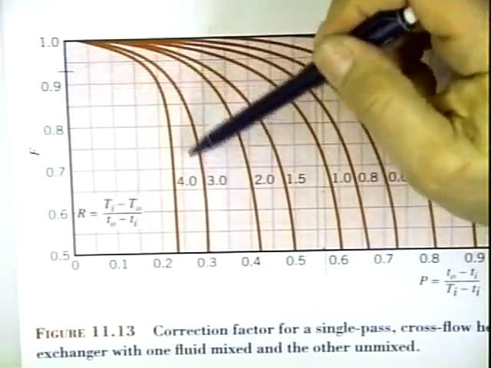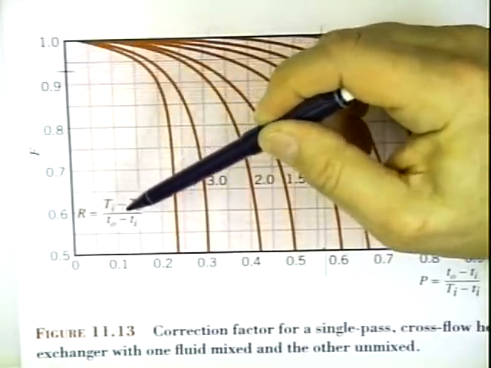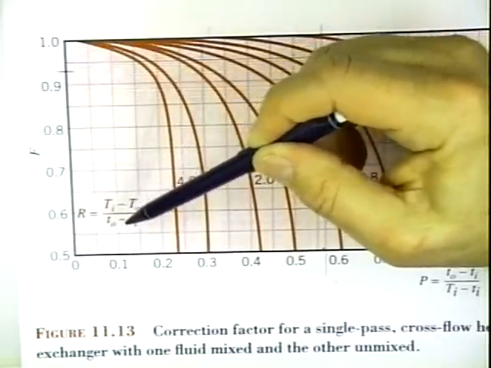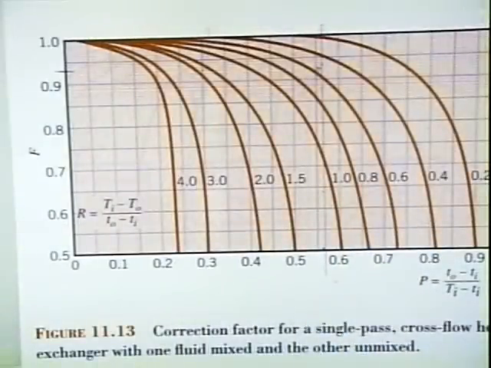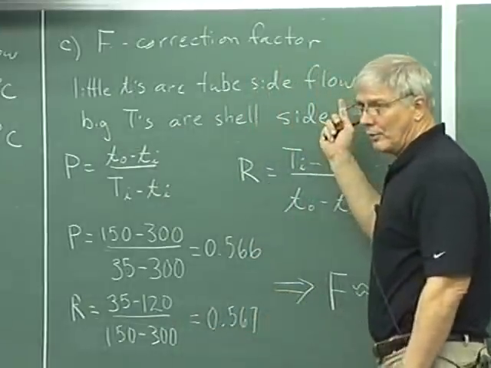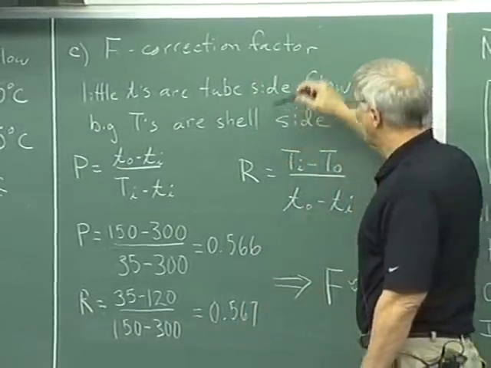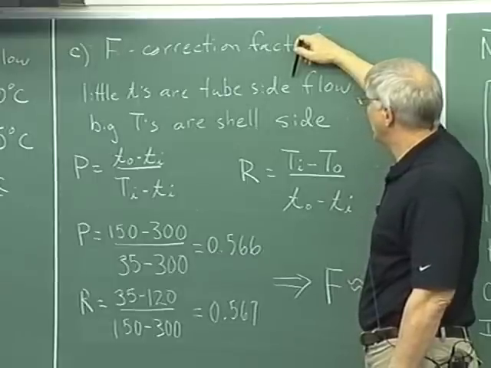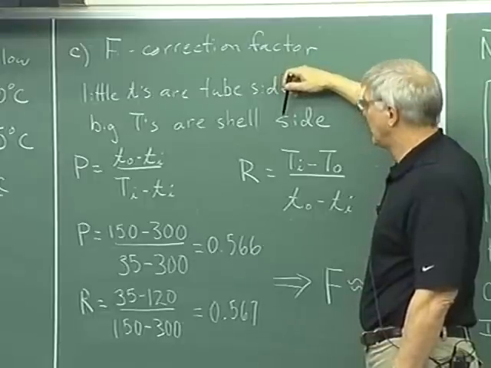And then over here, these pink or magenta lines, we have R, and that's given by big T in minus big T out over little t out minus little t in. So we need to calculate R and P so that we can use that graph. I've done that on the board over here. It says on the table, which you couldn't see here, but it's in the notes I gave you, the little t's are the tube side flow, the temperature of the flow that's going through the tube, and the big T's are on the shell side.